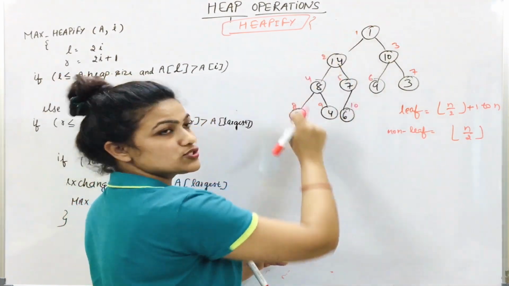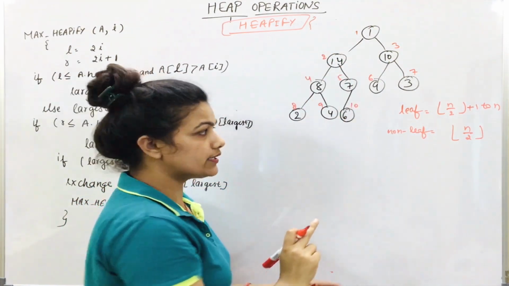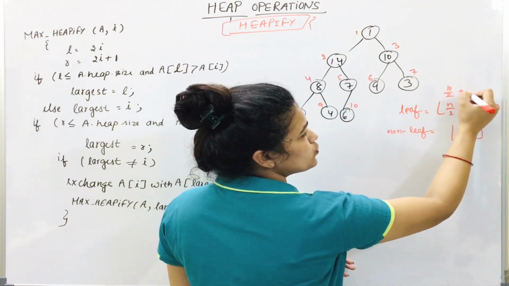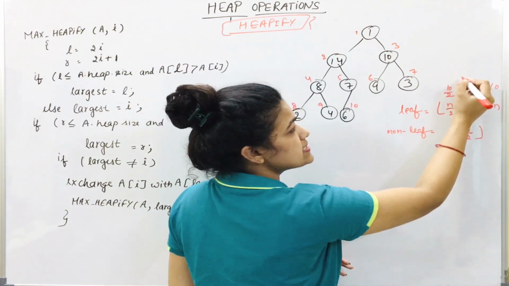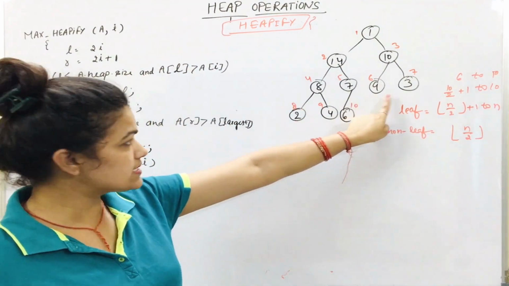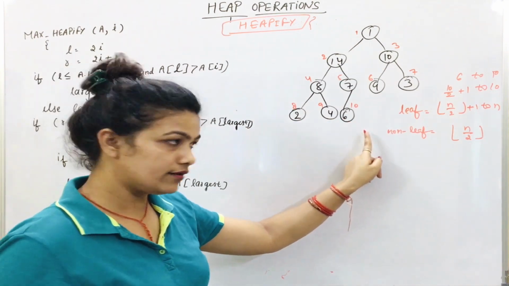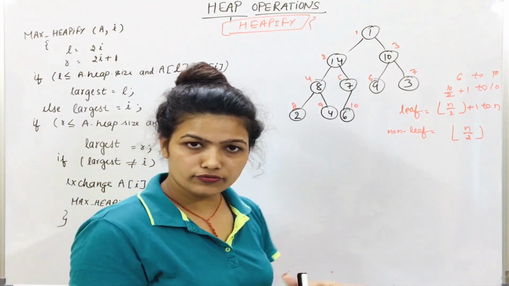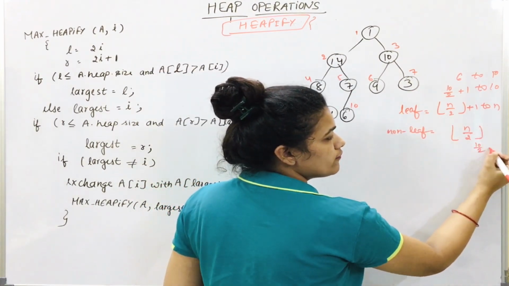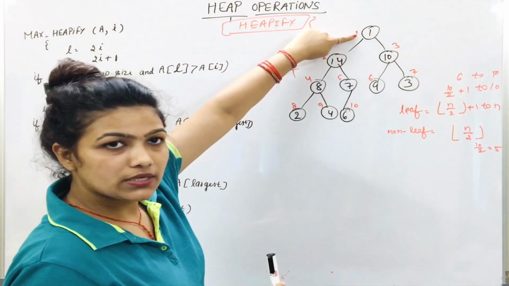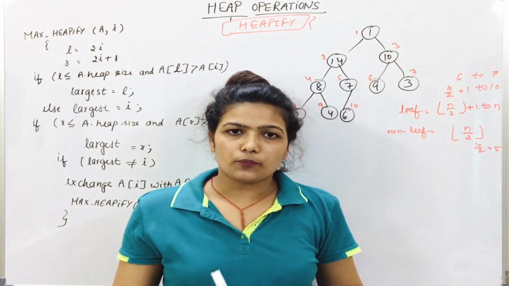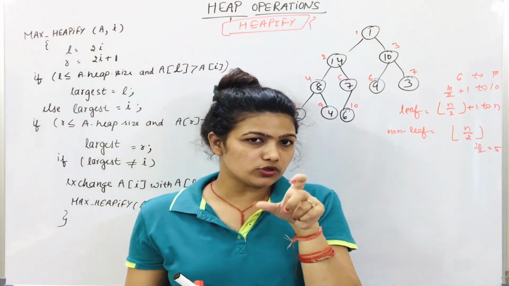Here, what is the total number of nodes? 10 elements are there. Means leaf nodes will be from where to where? 10 by 2 plus 1 to 10. This is simply 6 to 10. We can simply check leaf nodes start from 6, 7, 8, 9, 10, till 10. And if we talk about non-leaf nodes, simply from the first element to n by 2, that is 5. First element to fifth element. These are non-leaf.